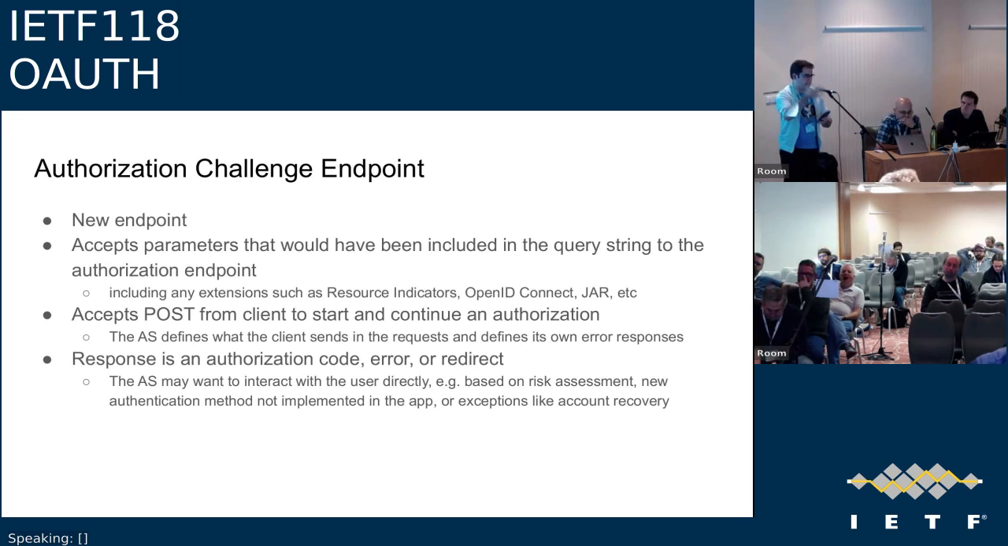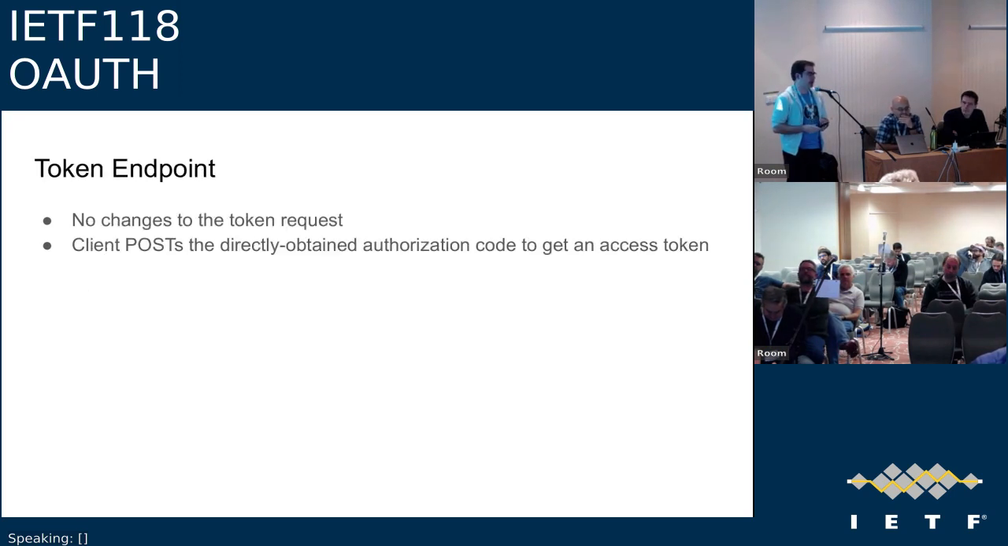So we just define this endpoint, which says here's how you start the flow, and eventually you get back an authorization code. Which means, importantly, at the token endpoint, there are no changes made to the token endpoint by this draft. The token endpoint accepts the authorization code that it got, instead of from a redirect, from this post request.